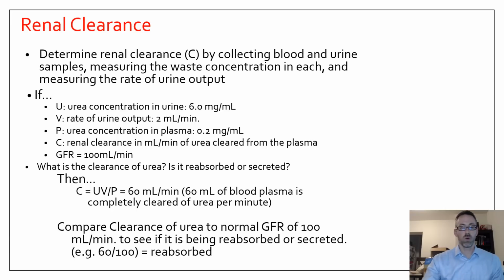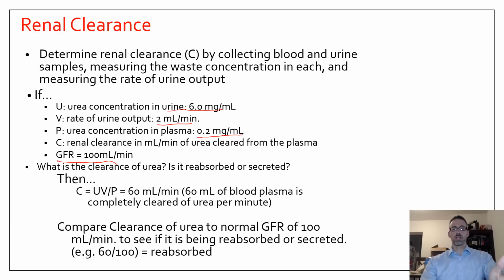So we're going to use urea in this example. If urea concentration in the urine is 6 milligrams per mL, and the urine output is 2 mL per minute, and the urea concentration in the plasma is 0.2 milligrams per mL, I gave you all the variables you need to calculate a clearance. Remembering the formula, you can plug that in and calculate the clearance of urea. The last bit of information I'll give you is that the GFR is 100 mL per minute.